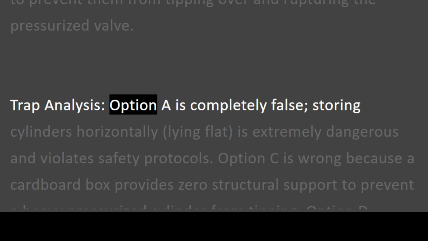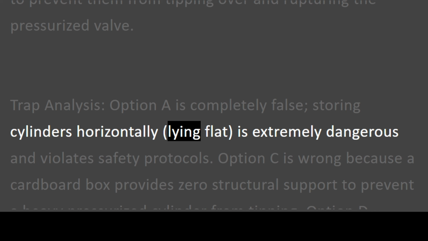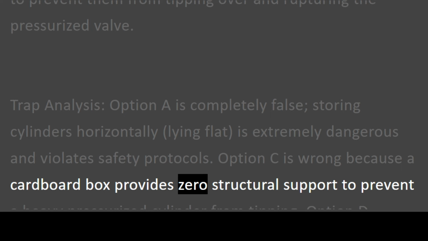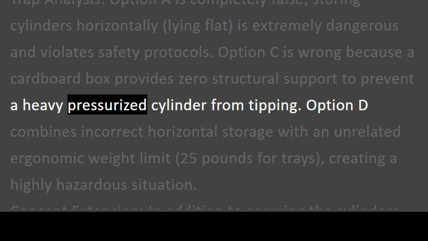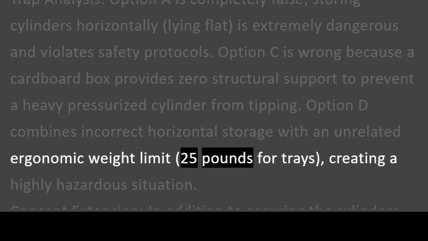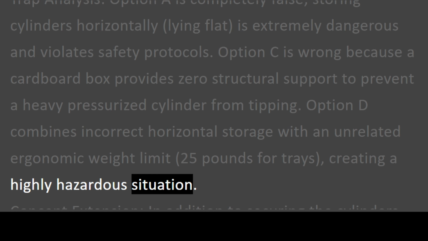Trap analysis. Option A is completely false. Storing cylinders horizontally, lying flat, is extremely dangerous and violates safety protocols. Option C is wrong because a cardboard box provides zero structural support to prevent a heavy pressurized cylinder from tipping. Option D combines incorrect horizontal storage with an unrelated ergonomic weight limit, 25 pounds for trays, creating a highly hazardous situation.